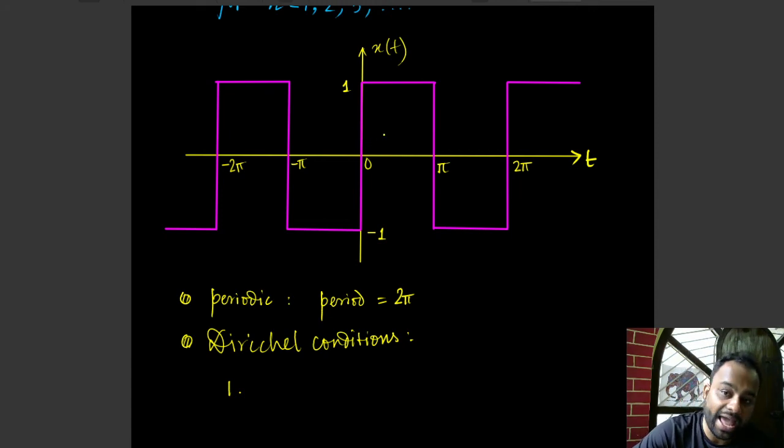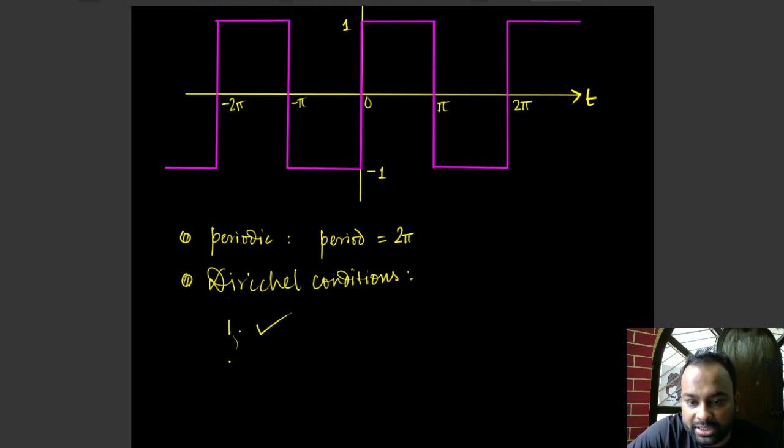Yes, the signal actually has discontinuities in this regard. As you can see, at time t equal to 0, this signal has a discontinuity. It abruptly jumps from -1 to 1. And again at pi, this signal once again has an abrupt jump discontinuity, and it jumps from +1 to -1. And again at 2 pi it has a jump discontinuity. At -pi it has a jump discontinuity. At -2 pi it again has a jump discontinuity. But these jump discontinuities are finite discontinuities. So Dirichlet condition 1 has been satisfied.